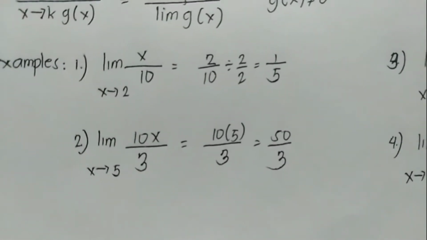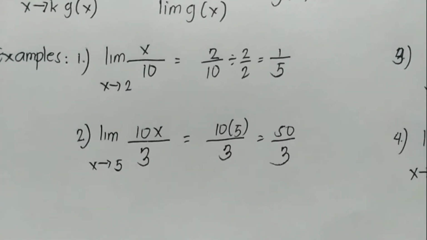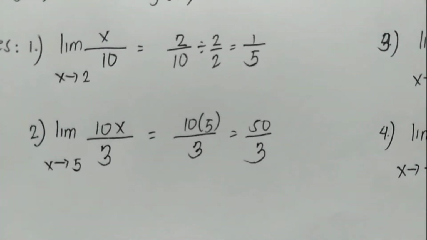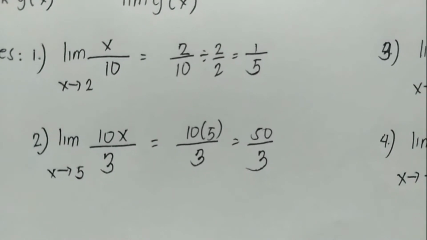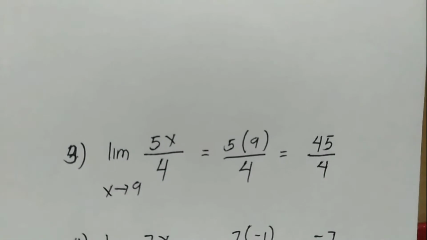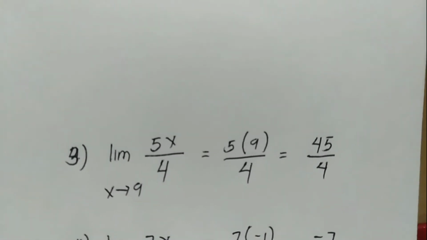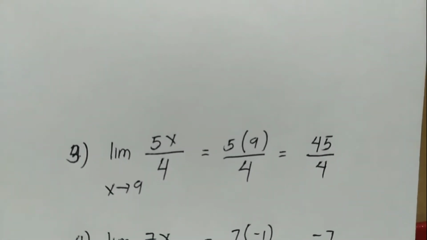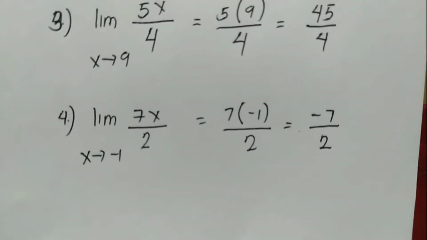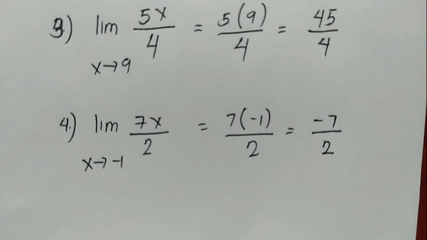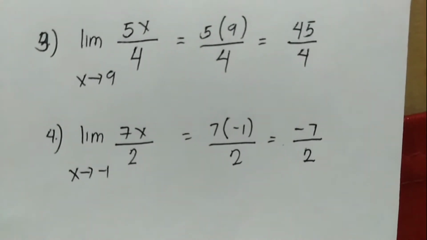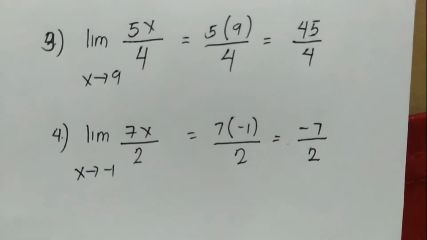Then the limit of 10x over 3 as x approaches 5. So also substitute the value of x. So 10 times 5 over 3, so 50 over 3. And the limit of 5x over 4 as x approaches 9. 5 times 9 over 4, so 45 over 4. And the limit of 7x over 2 as x approaches negative 1. So 7 times negative 1 over 2. Negative 1 times 7 is negative 7, over 2.